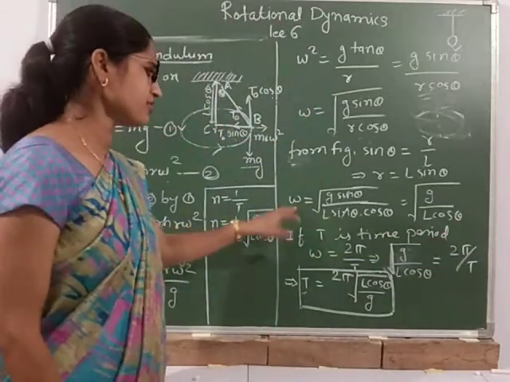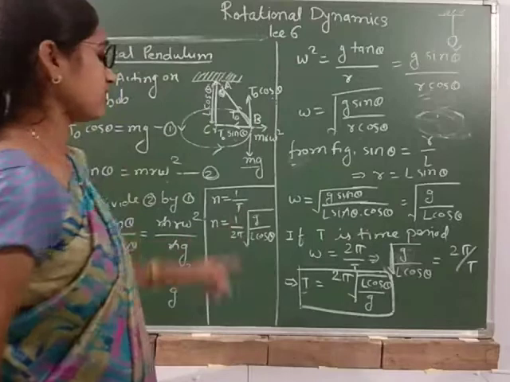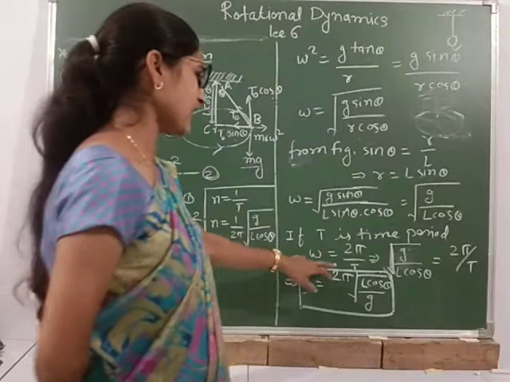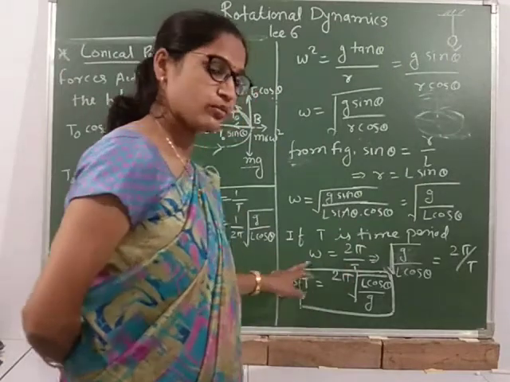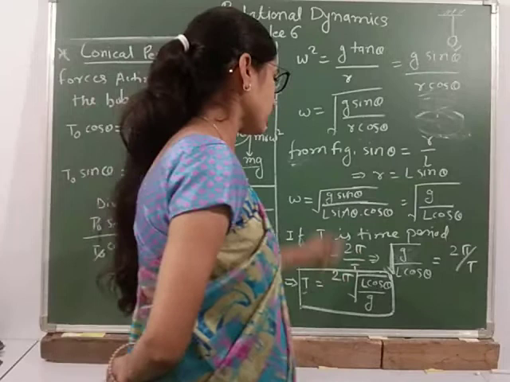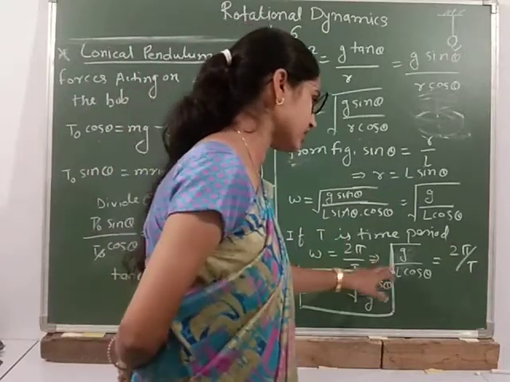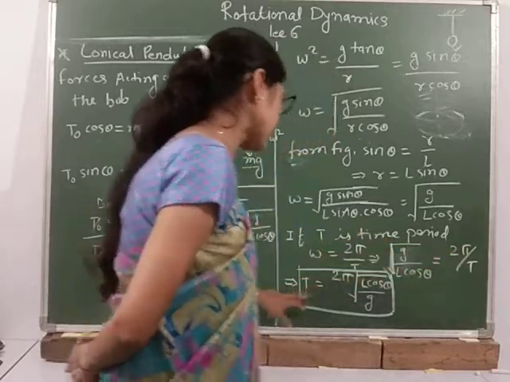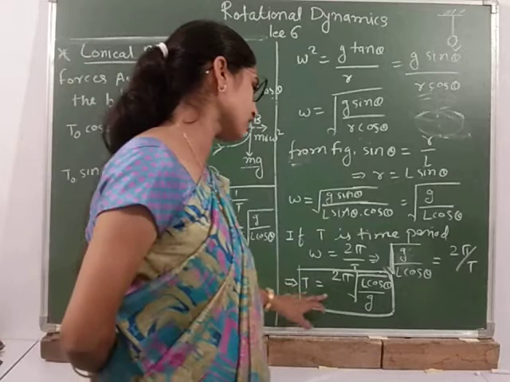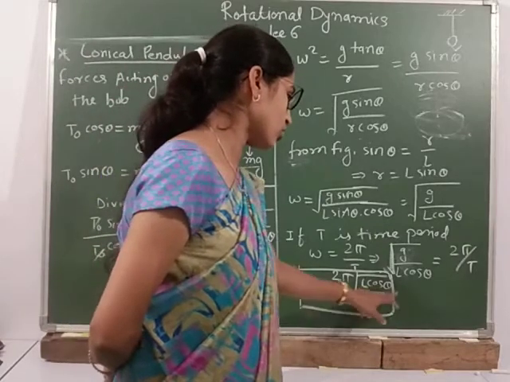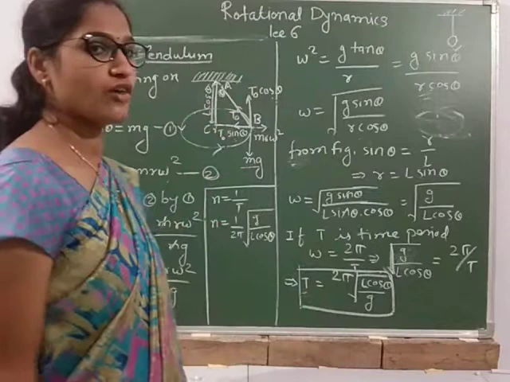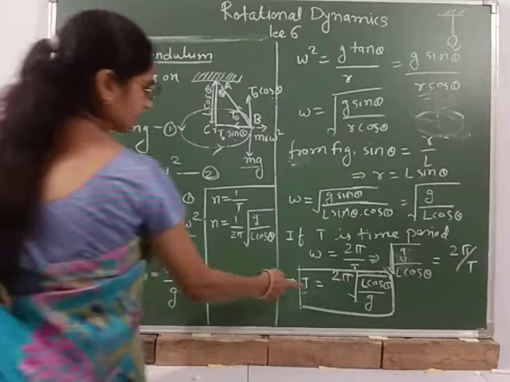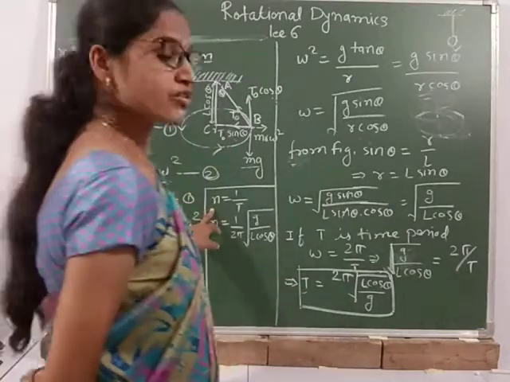Now this is the value of omega, but we have to find the time period. We know that omega is equal to 2 pi by T. Now putting the value of omega, the square root of g upon L cos theta is equal to 2 pi by T. From this equation we can calculate T, that is T is equal to 2 pi under root of L cos theta upon g, and this is the value of the time period for this horizontal circular motion.